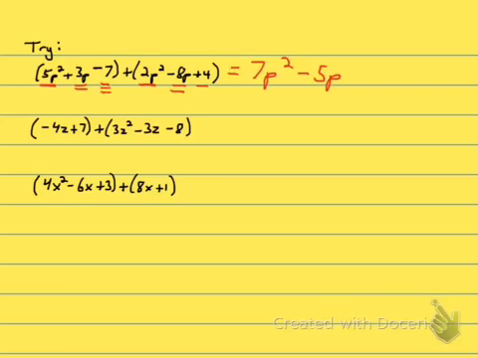Negative 7 plus 4. Negative and a positive, you subtract. Oops, not equals. No, no, no. Negative 7 plus 4 is negative 3. So 7p squared minus 5p minus 3.